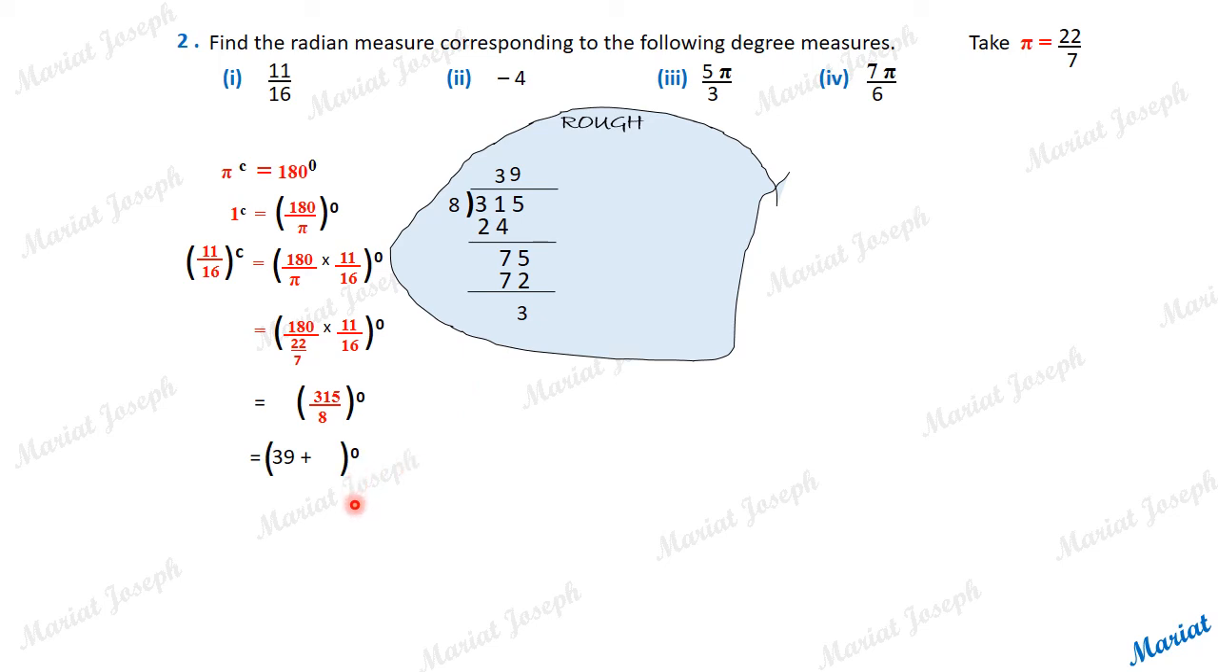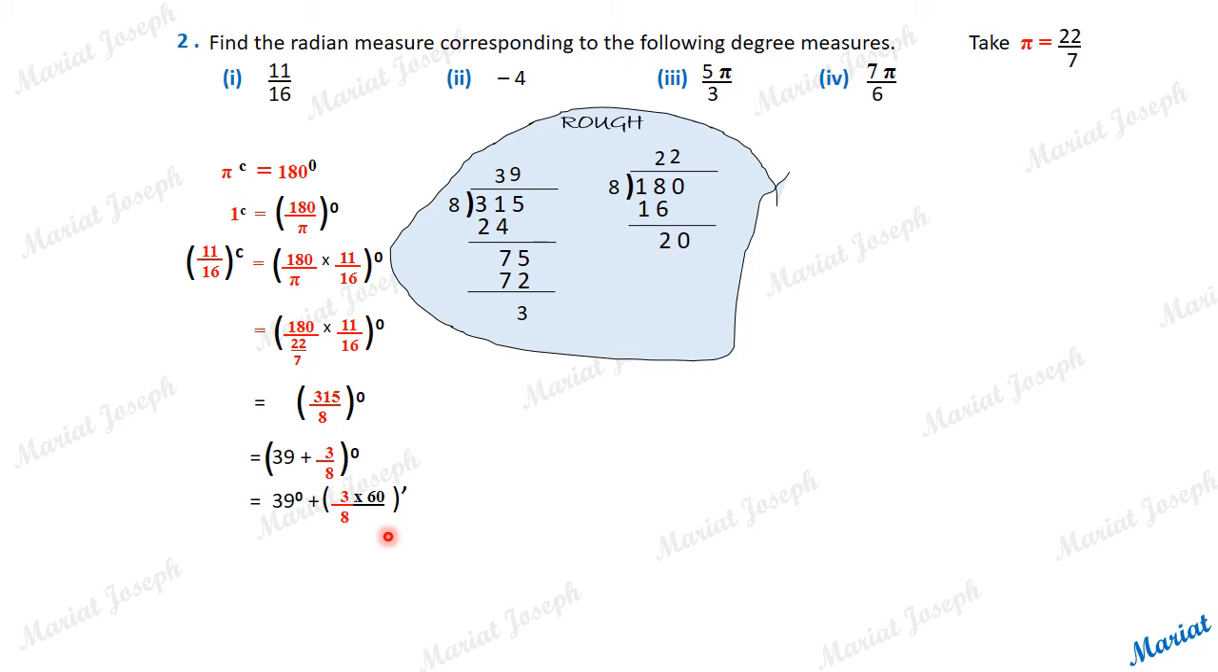So we write it like this. 39 plus 3 by 8. This much degrees. This fraction is converted into this. So we can write it as 39 degree plus 3 by 8 degree. 3 by 8 degree is a fraction of a degree. Fraction of a degree is measured in minutes. So to get the minutes value, 3 by 8 degrees, it's not even 1 degree. 3 by 8 is less than 1. 3 by 8 degree means 3 by 8 into 60 minutes. What is this? 3 by 8 into 60.